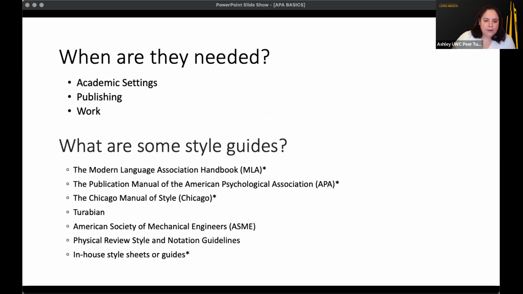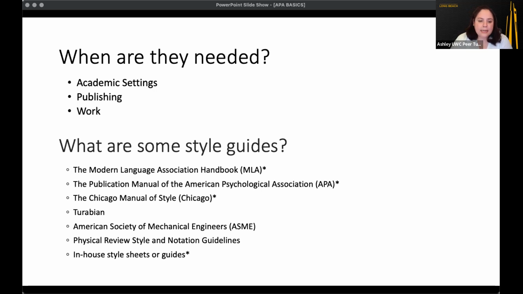Okay, so when are they needed? Obviously, we're all students. They're needed in academic settings, in publishing, if you ever want to publish work in academic journals, and also in the work setting.